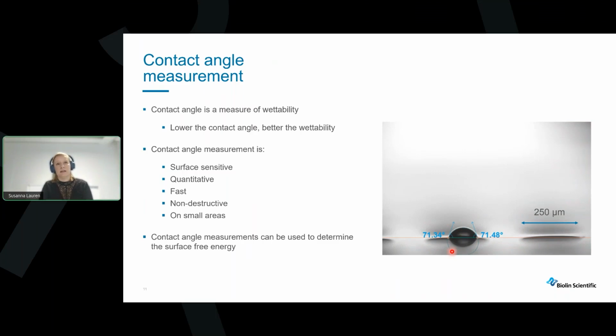Also, contact angle measurements can be used to determine the surface free energy, but I would argue that very, very often water contact angle measurements are enough. We will discuss that a little bit later.